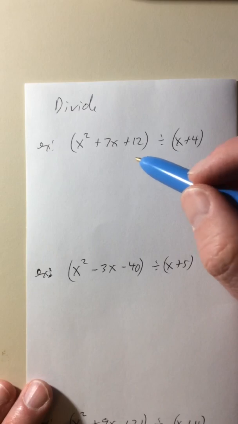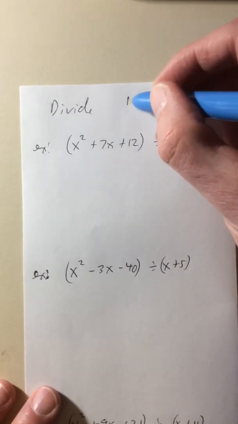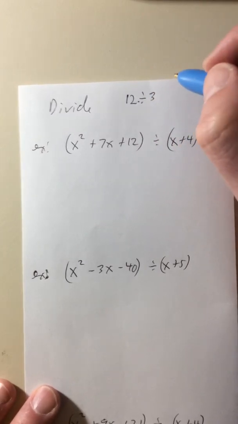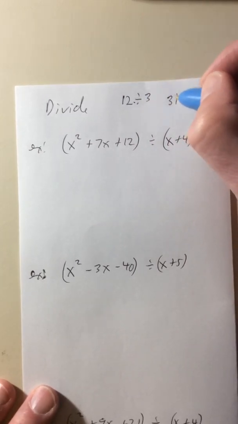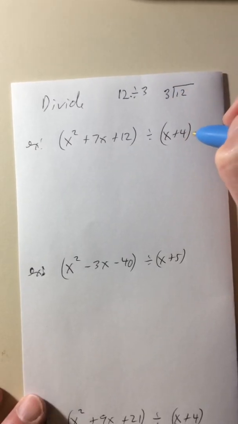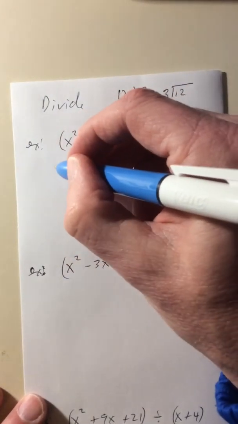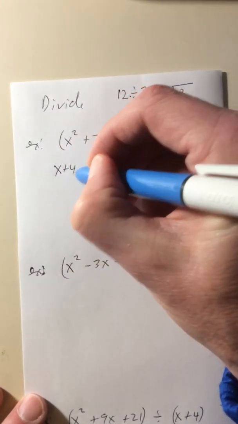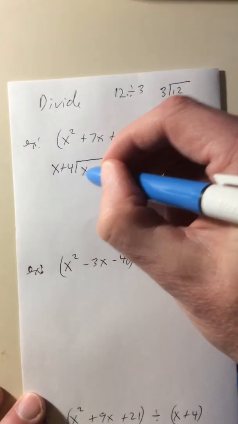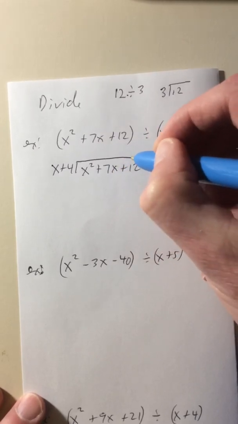And so, remember, if we were to say, hey, let's do 12 divided by 3, we would do 3 on the outside of the house, 12 on the inside of the house, and we would do our whole division thing. So that's what we're going to do. So the second thing goes on the outside of the house. So x plus 4. Not exactly sure why I just called it a house, but whatever. And then we got x squared plus 7x plus 12.